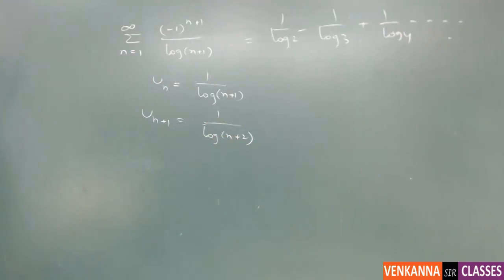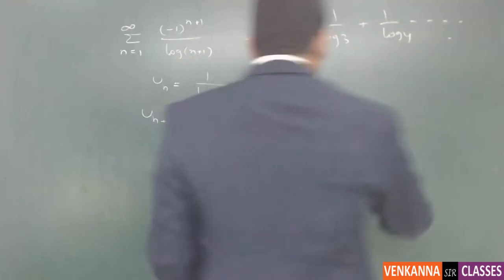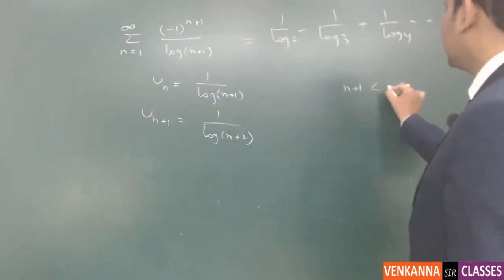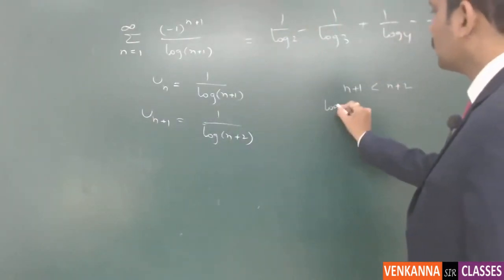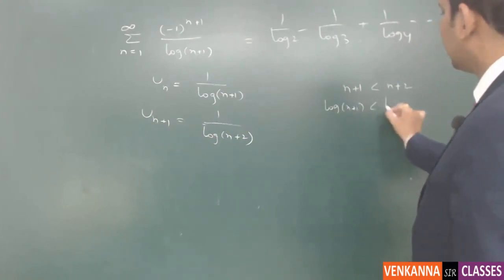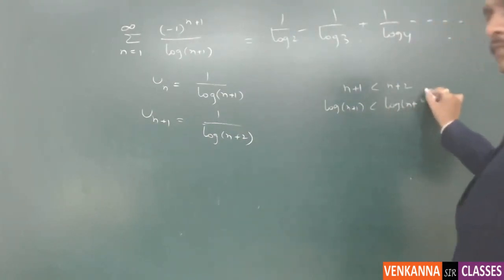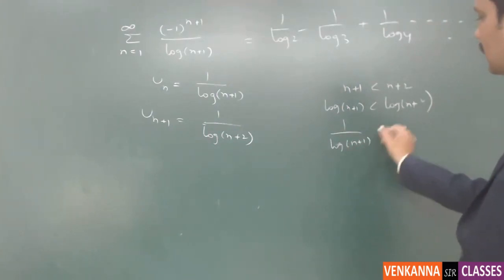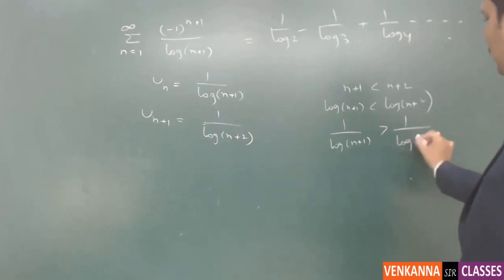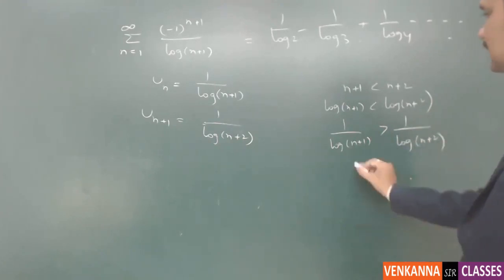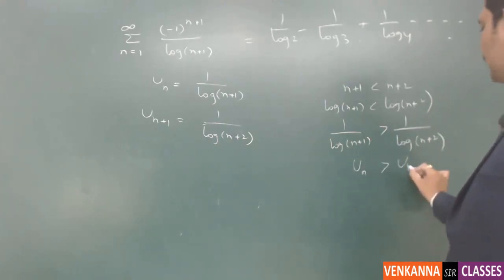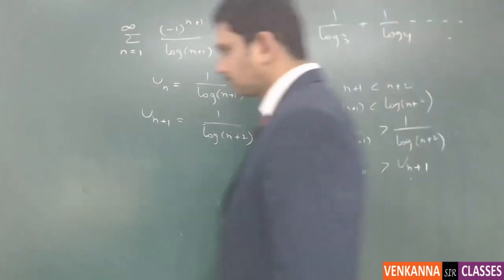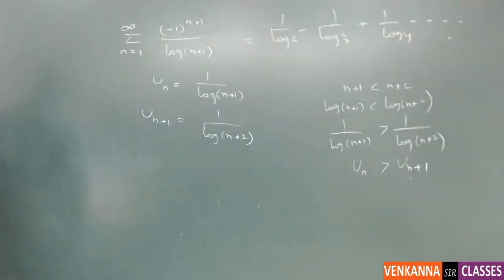Now what happens? You need to prove that it is a decreasing sequence. How am I going to prove that? As we have n plus 1 is less than n plus 2, log of n plus 1 is less than log of n plus 2. So 1 by log of n plus 1 is greater than 1 by log of n plus 2. This is nothing but un is greater than un plus 1. So it is a decreasing sequence.